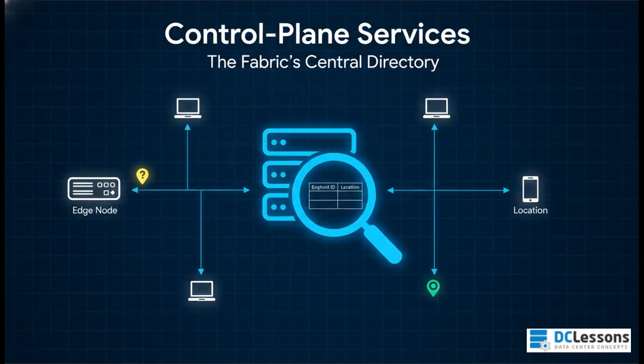So what that really means is this node is basically a central directory, kind of like a phone book for the network. It keeps this simple database that maps an endpoint's identity, that's its IP or MAC address, to its current physical location. So, whenever an edge node needs to send traffic to another device, it just asks the control plane node, hey, where's this endpoint? And bam, it gets an immediate answer.